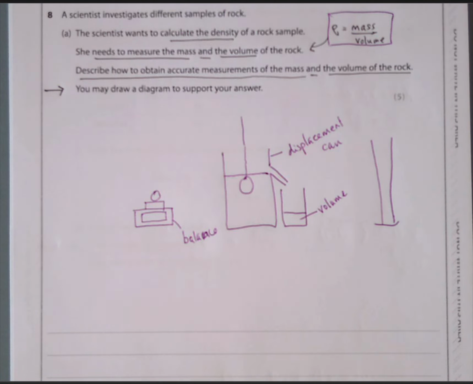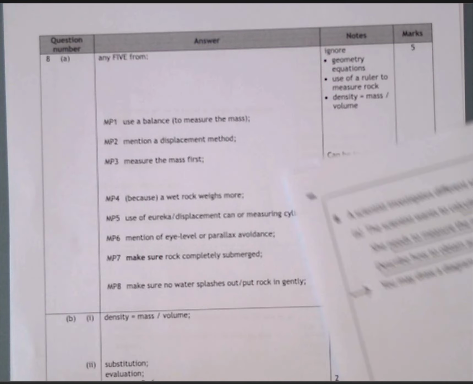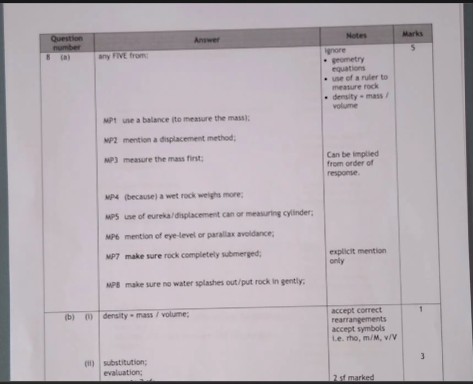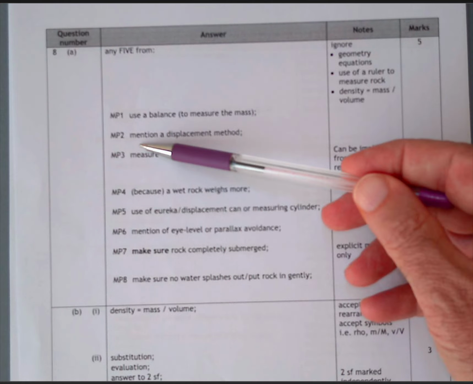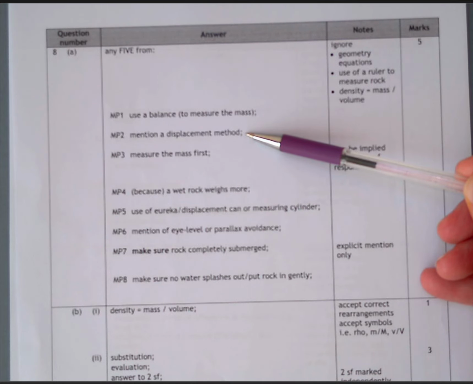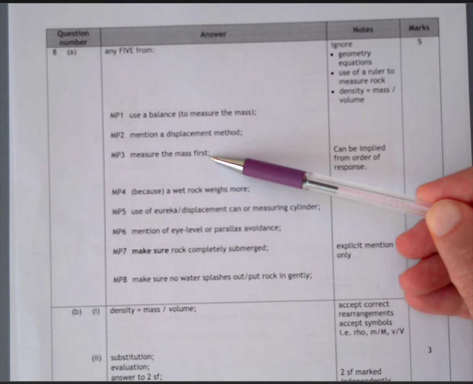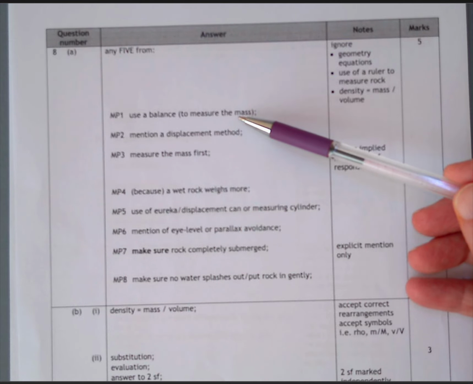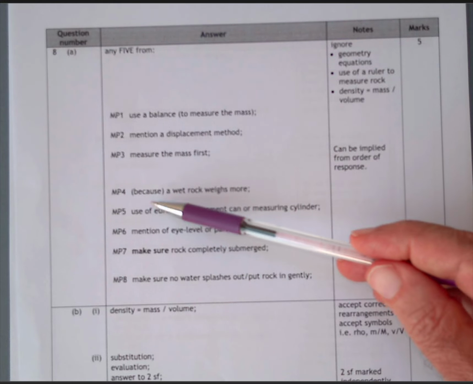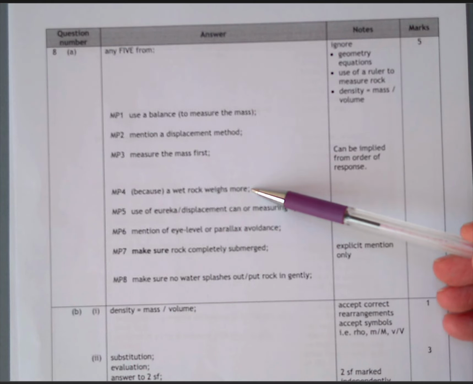So to get the 5 marks, you basically see what they are giving the marks for. So here is any 5 from the form. So use a balance to measure the mass. There's the mass gone. Mention the displacement method like I showed you in a diagram with the displacement can. But obviously measure the mass first so the stone or rock doesn't get wet, because you want to weigh it or measure the mass while it's dry. You don't want the water adding to it for accuracy purposes. Because a wet rock weighs more. So if you make that point, you could also get an extra mark.